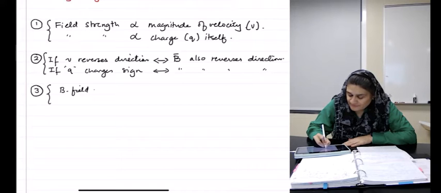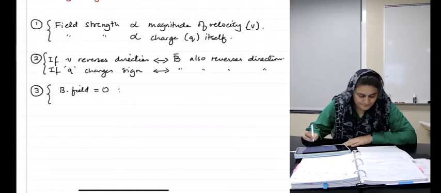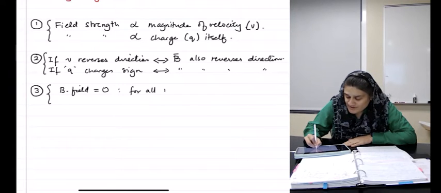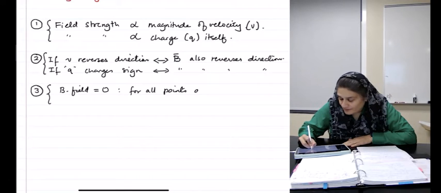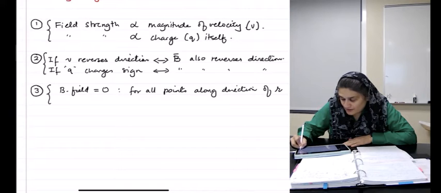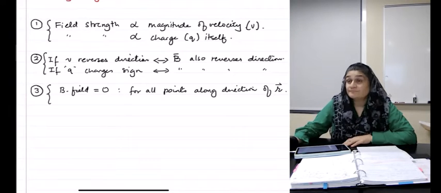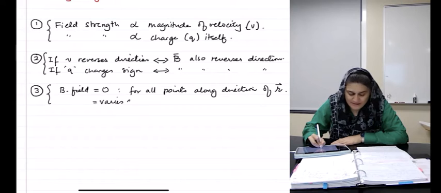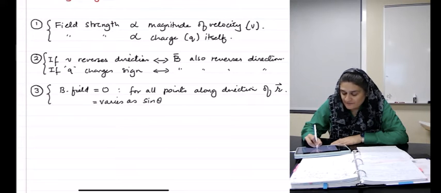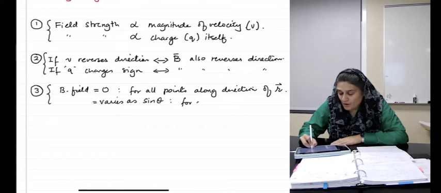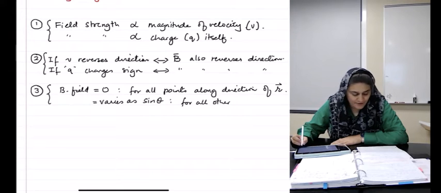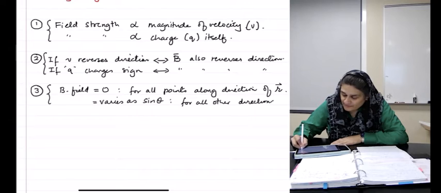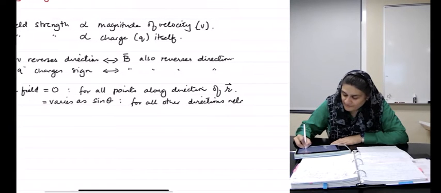Number three. B field is 0 for all points along the direction of R. And B field varies as sine of theta for all other directions relative to R.